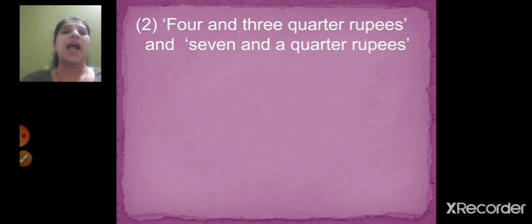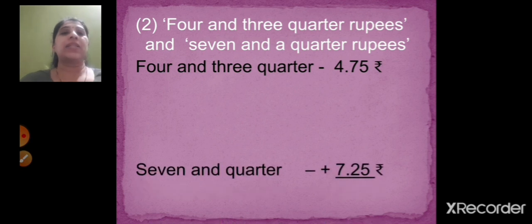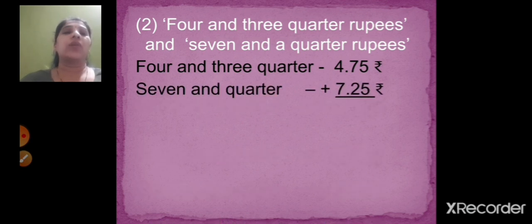4.75 rupees and 7.25 rupees. Now children, just now I told you 3 upon 4 is equal to 0.75 and quarter, 1 upon 4, is 0.25. So let's write 4.75 rupees is equal to 4.75 rupees. Next is 7.25. We will write it as 7.25 rupees.